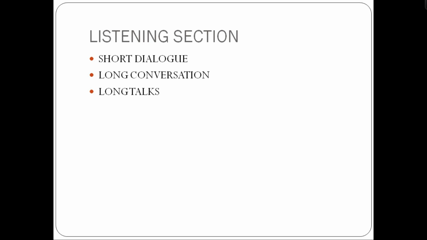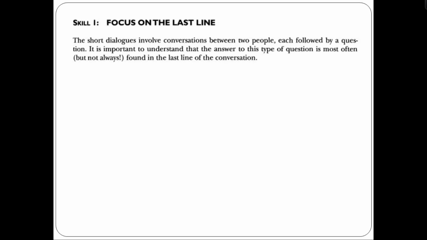Now let's go to skill 1 in the short dialogue. Ladies and gentlemen, skill 1 of short dialogue is focused on the last line. The short dialogues involve a conversation between two people, followed by a question. It is important to understand that the answer to this type of question is most often, but not always, found in the last line of the conversation.